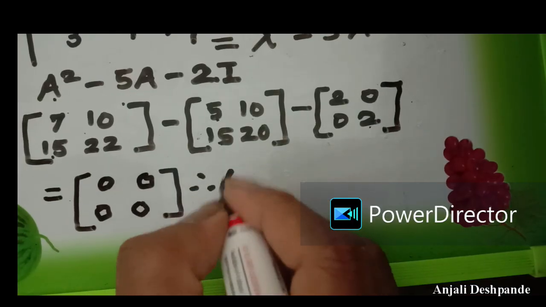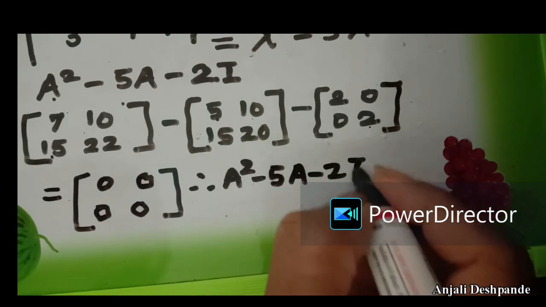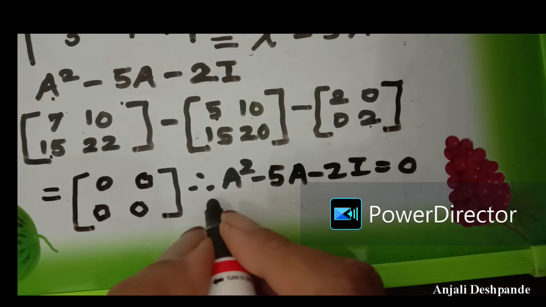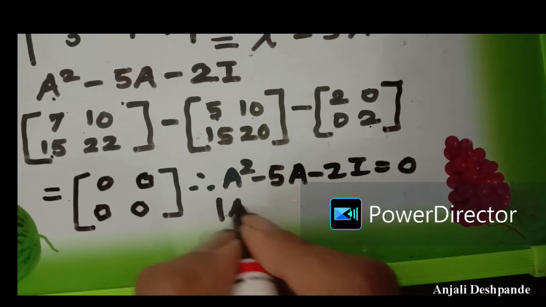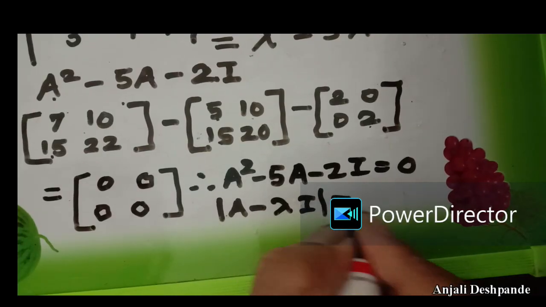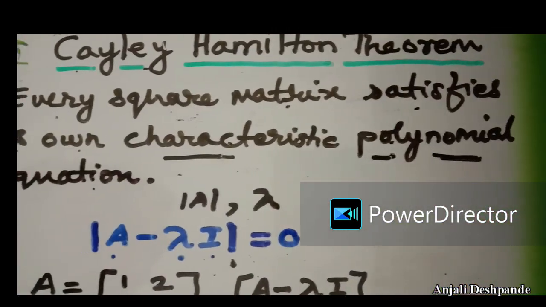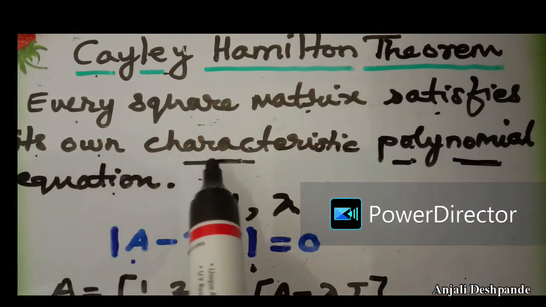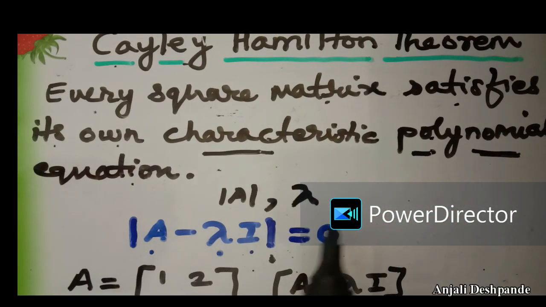Therefore we have proved the Cayley Hamilton theorem. So A square minus 5A minus 2I equals 0. In other words, the determinant which we were evaluating, A minus lambda I, is equal to 0, and hence the Cayley Hamilton theorem has been satisfied. So what is the statement of the Cayley Hamilton theorem? Once again we'll just look at it. Every square matrix satisfies its own characteristic polynomial equation, which means that we have to prove that the modulus of A minus lambda I is equal to 0.